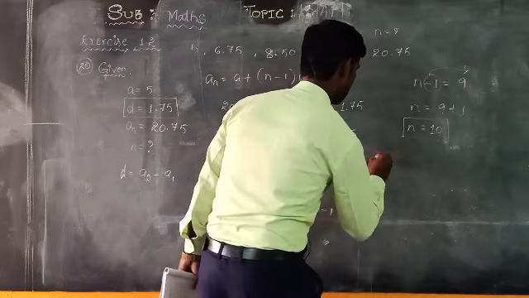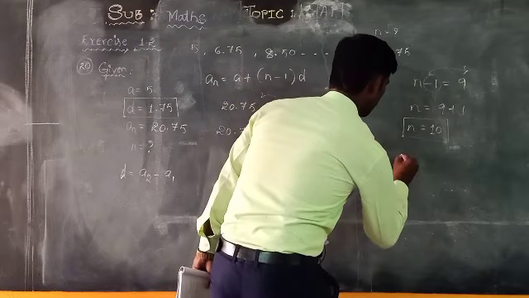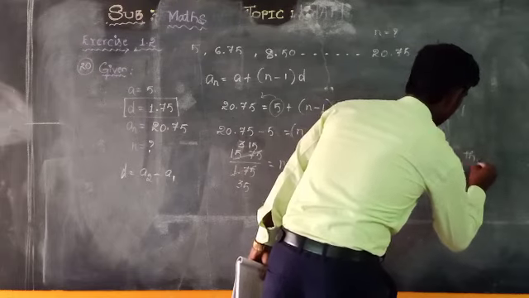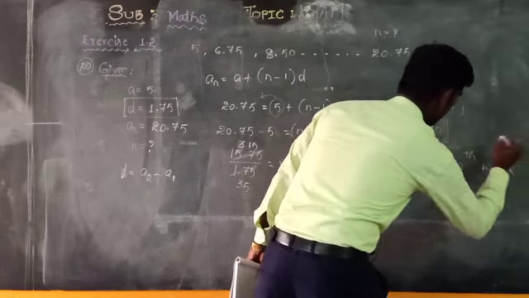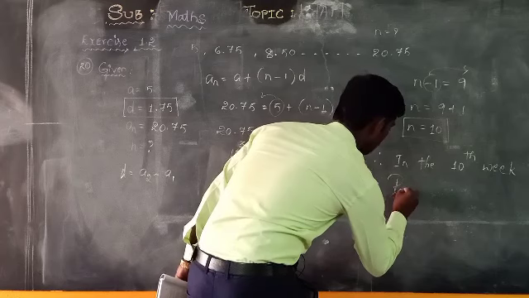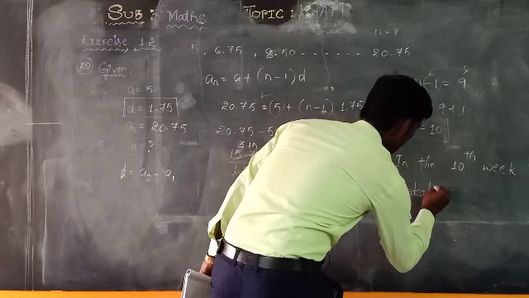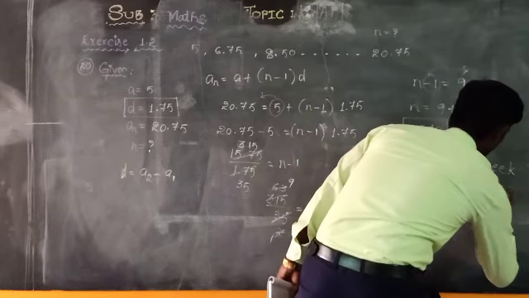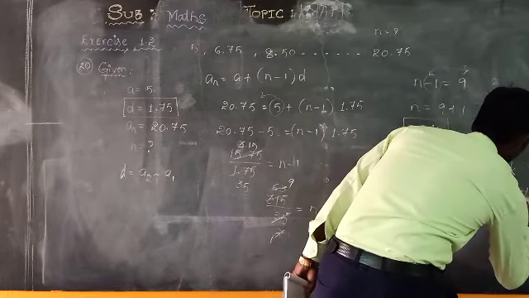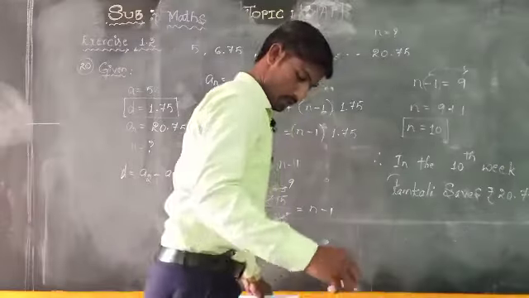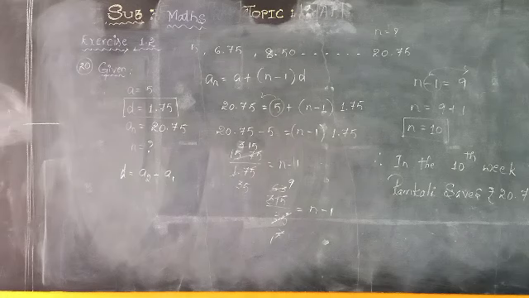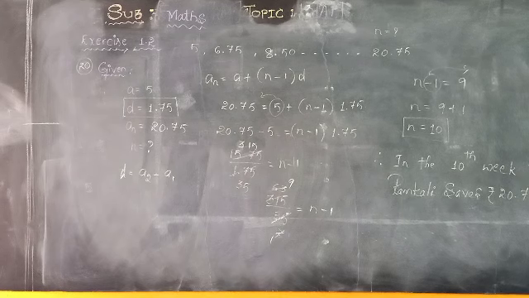So what is our conclusion? Therefore, in the 10th week, Ramkali saved how much? Rupees 20.75. Like the previous problem, we simplified the same thing. Just here we have decimal numbers. That's all. There is no other concept. Same concept.